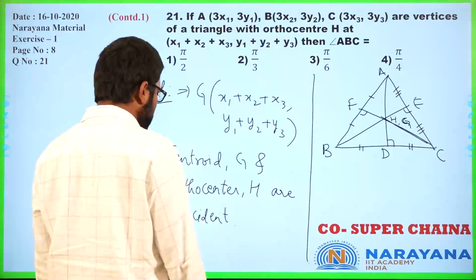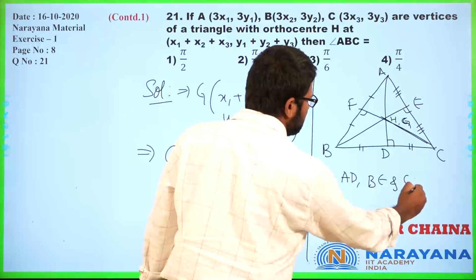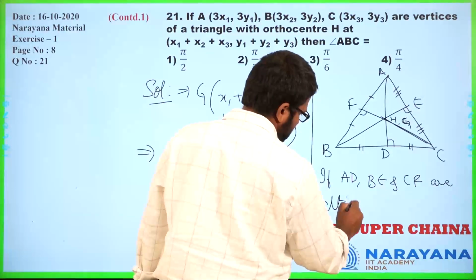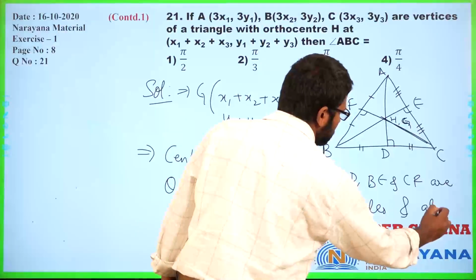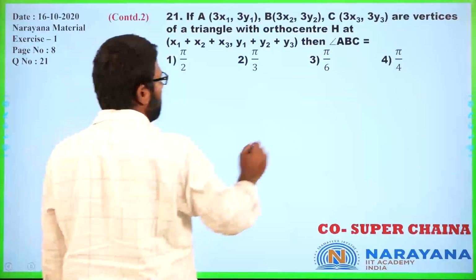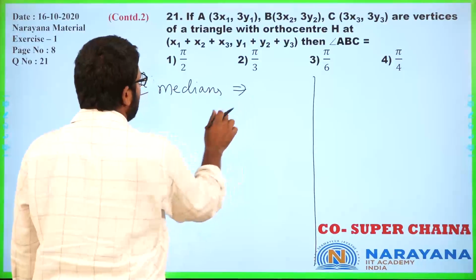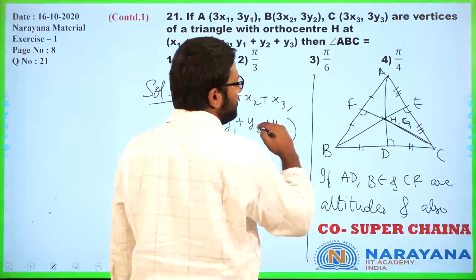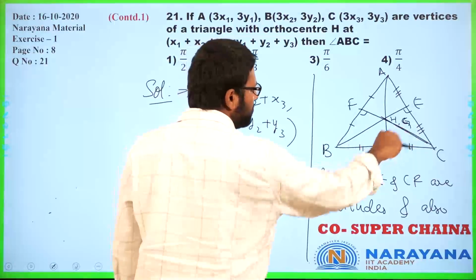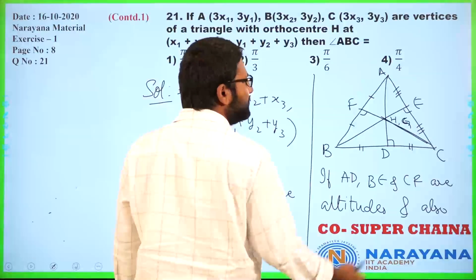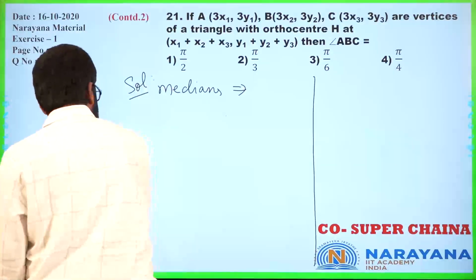If AD, BE and CF are altitudes and also medians, now observe this carefully, I can say by congruence that triangle ABD and triangle ACD are congruent, therefore angle B equals angle C. Similarly, angle B equals angle A, and angle A equals angle C. Therefore, all the angles are equal, therefore it is an equilateral triangle. Correct? It is as simple as that.